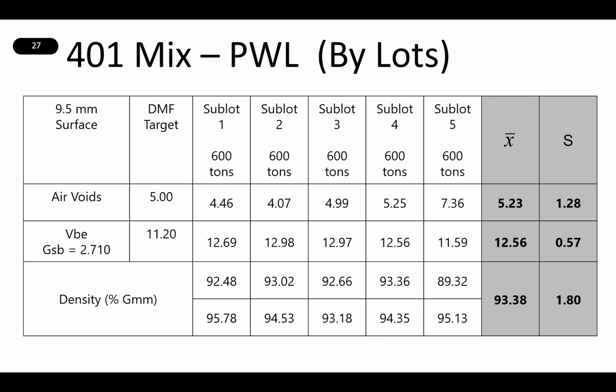So let's look at some test results. Assume all these test results are given to you for 5 sublots, or a full lot of material. We are looking at a 9.5 millimeter surface, and we want to calculate the average and the standard deviation. Now, you can do this with a calculator, and you can even calculate standard deviation with a calculator, but you will not need to on the exam. So what do we do with the average and the standard deviation?